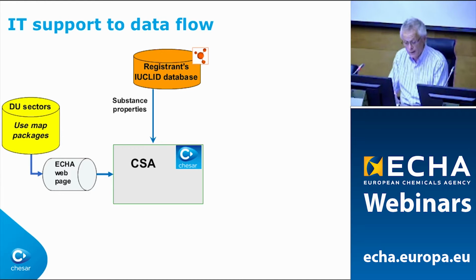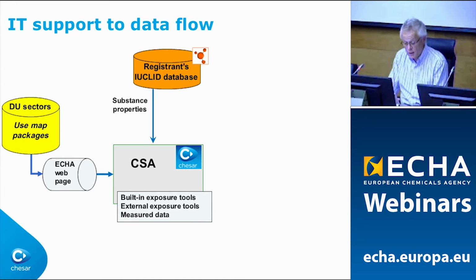And what we plan, that's also indicated here in the slide, is that ECHA will host a dedicated web page where use map information for registrants can be stored as a single point of access. The other information which the registrant loads into Chesar is the information on substance properties. This comes from the registrant's IUCLID database.